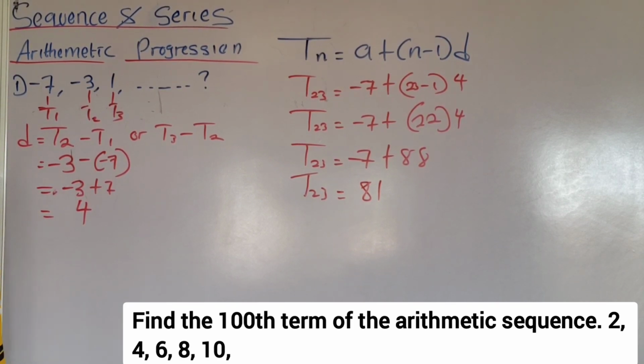Okay, find the 100th term of the following arithmetic sequence. We have 2, 4, 6, 8, and 10.